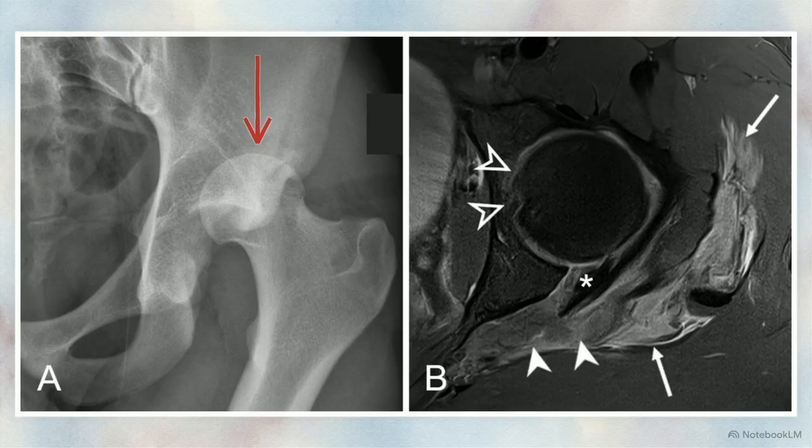Conventional radiographs confirm a posterior dislocation, but X-rays cannot show the full extent of collateral damage. A post-reduction MRI is essential. This axial MRI reveals a displaced posterior acetabular rim fracture and a high-grade piriformis muscle tear, marked by extensive hematoma.